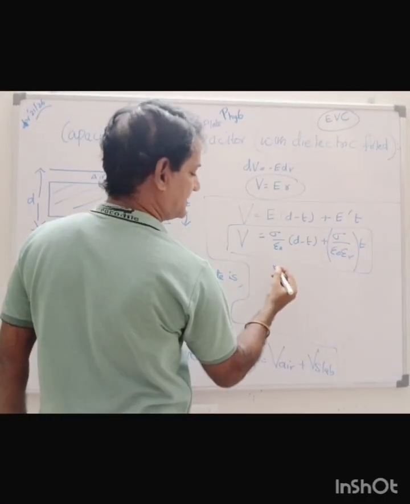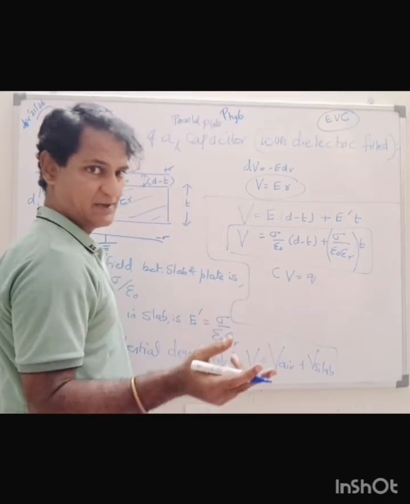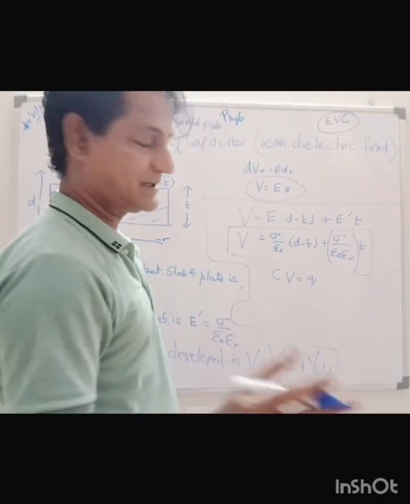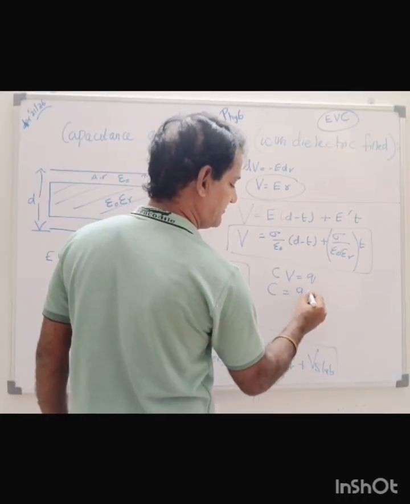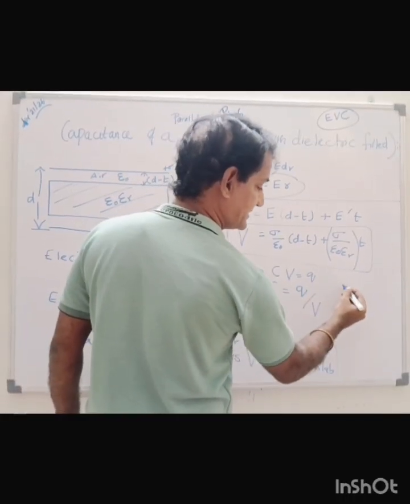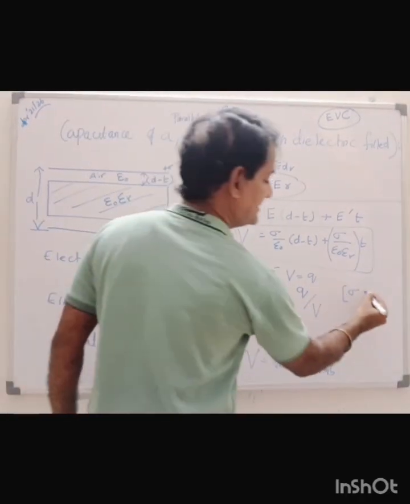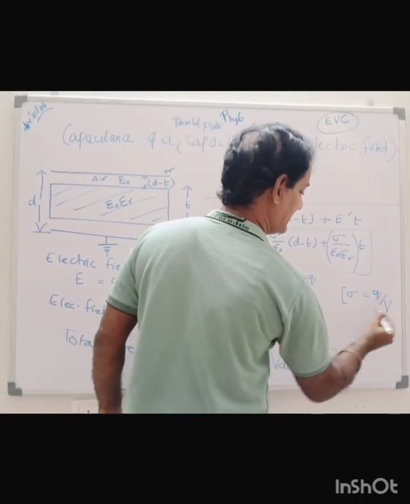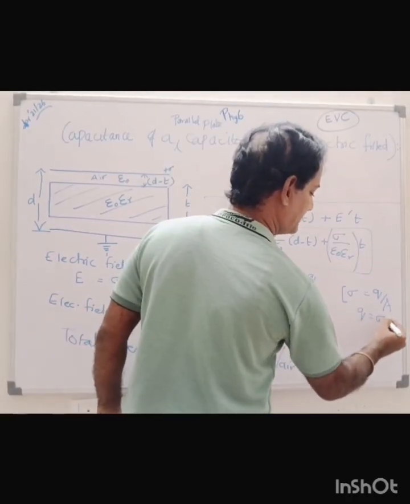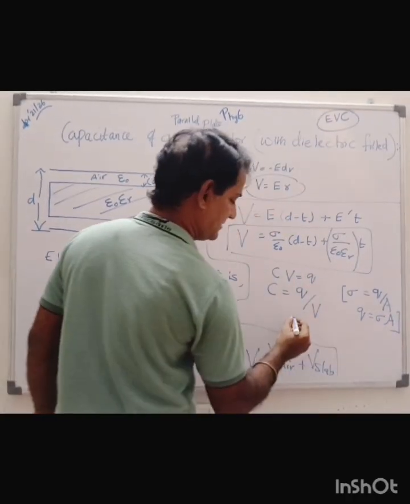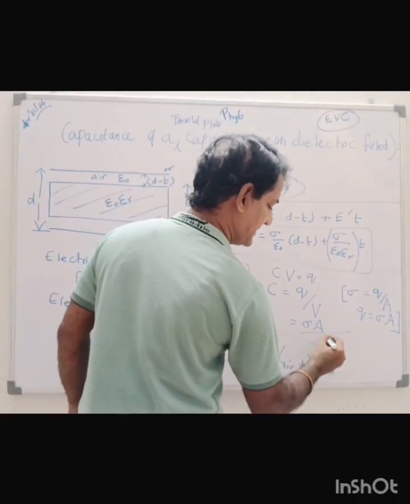Then we know the formula CV is equal to Q. We can use the mnemonic CVQ. From this formula, C is equal to Q by V, where Q is nothing but, we know that the surface charge density sigma is equal to charge per unit area. So Q is equal to sigma into area. Now let us replace Q by sigma into A divided by V.